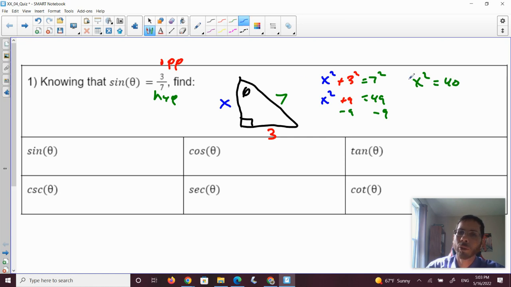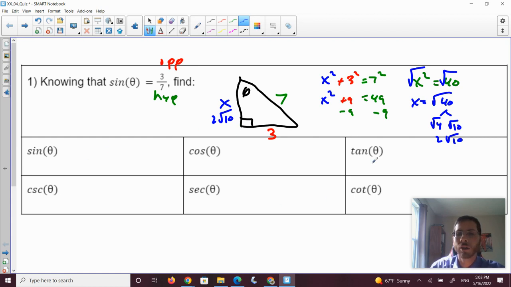And we can square root both sides. So x equals the square root of 40. Now I don't need the negative one. We know that the distance has to be positive. But we do know that we can break down the square root of 40. So square root of 40 can be broken down into square root of 4 and square root of 10. So this is 2 square root of 10. So that's what it has to be. You can't leave it as square root of 40. It's got to be 2 square root of 10.